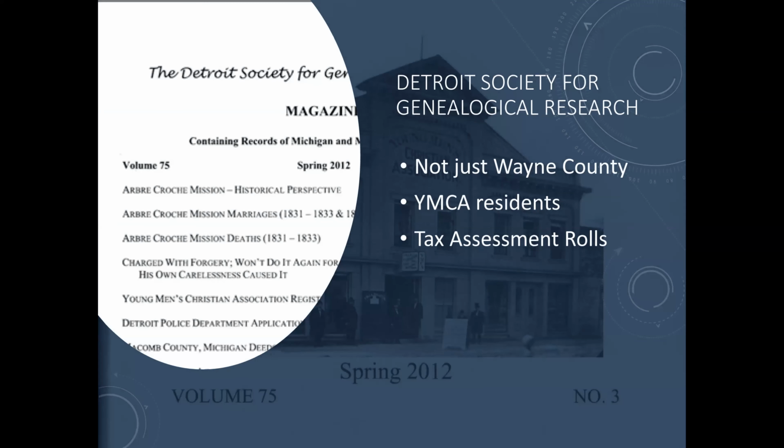This is actually the Detroit Society for Genealogical Research. So Detroit, but as my example, it's not just Wayne County in there. If you look at the bottom of the white part, there's Macomb County, Michigan Deeds. So Detroit sits in Wayne County, but there's material in this Wayne County Detroit periodical that is not Wayne County. There's a listing of YMCA residents. There's tax assessment rolls for information. And if you look, there's mission deaths. The publication date of the periodical has no relation to the information that's inside the periodical. So note, just because it's Detroit, there's other stuff in there.